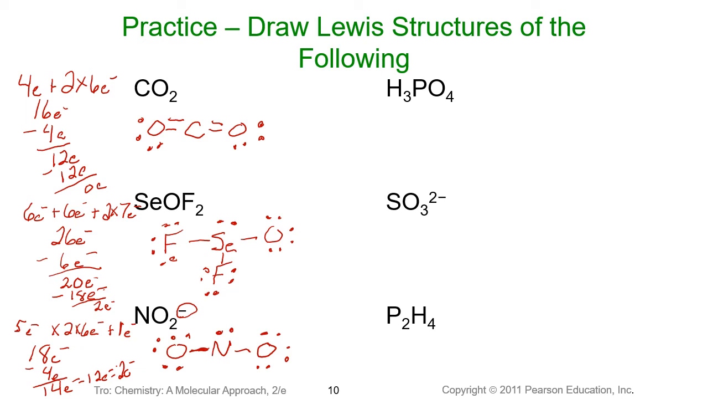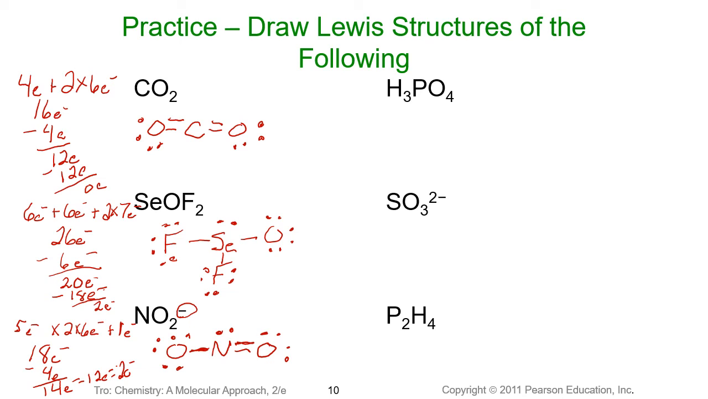Now we need to check our octets to make sure that they are complete. Our oxygens are good, but our nitrogen only has 6 electrons, 4 from the bonds and 2 from the lone pair. So we are going to have to share electrons to complete our octet. And now by making a double bond to one of the oxygens, we've completed the octet for all of the elements.